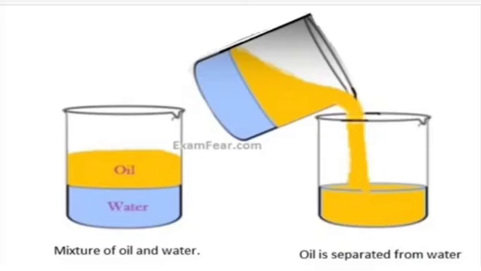This picture shows how we can separate oil and water. You can see in the first picture that oil and water make two separate layers. The top layer is oil, and the second picture shows that by decantation we can separate oil from water, by pouring oil into another vessel. So sedimentation and decantation can be used to separate oil and water.